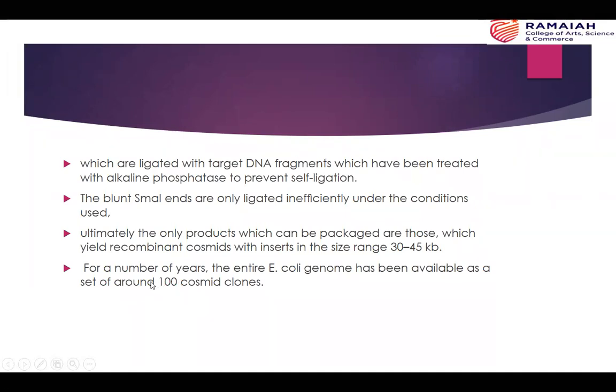Only the recombinants with the appropriate insert size will be packaged into virus particles. So with all these useful properties, for a number of years, the entire E. coli genome has been available as a set of around 100 cosmid clones. For several years, many organisms have been maintained in the form of cosmid clones because of the advantage of all these properties of cosmid vectors.